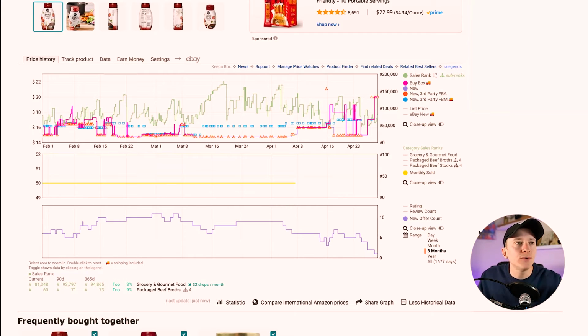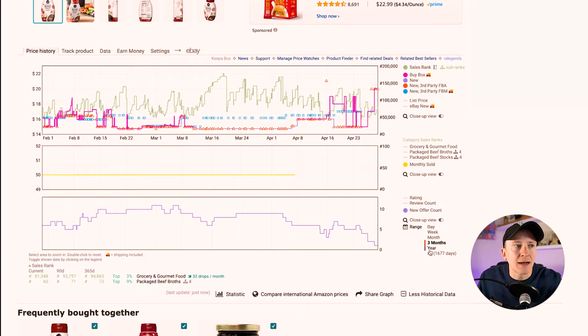Additionally, whenever you are evaluating Keepa graphs, you've got an option down here of what's the range of history that you want to see.